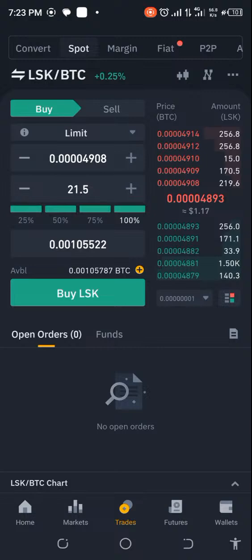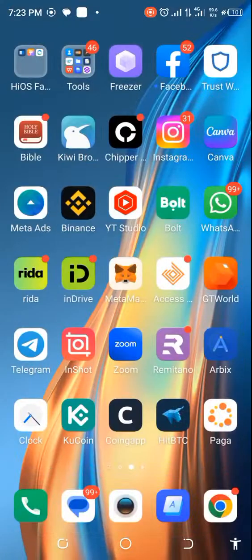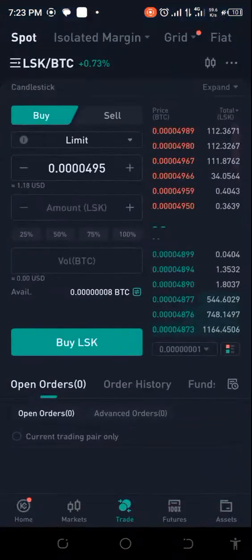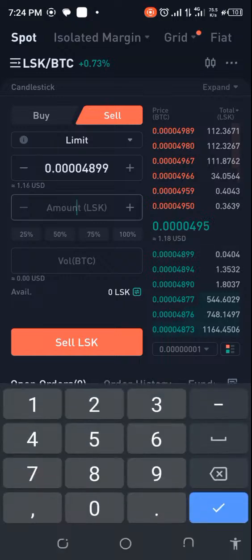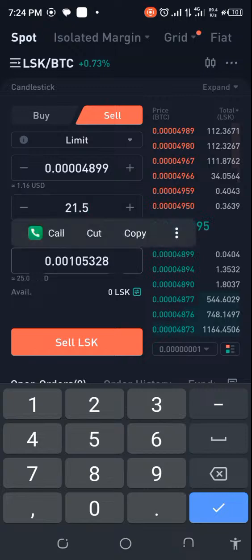Let's try and see what this will give us on the other side before we go ahead with that. So let me see, what do I have here? 495. So if I want to sell this, what would I be selling it at? 4899. That's going to be lesser than what we want. So what are we going to do? Because if I put 21.5 here, I may not be able to.